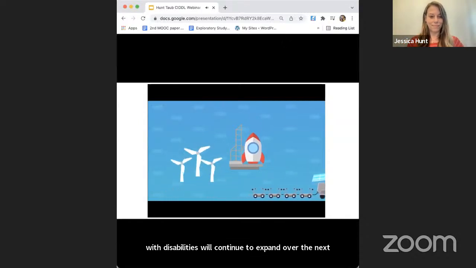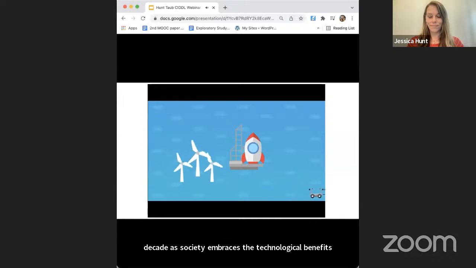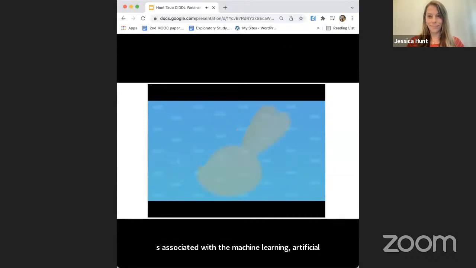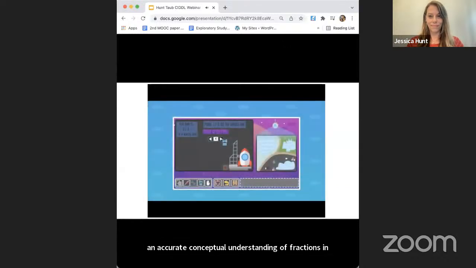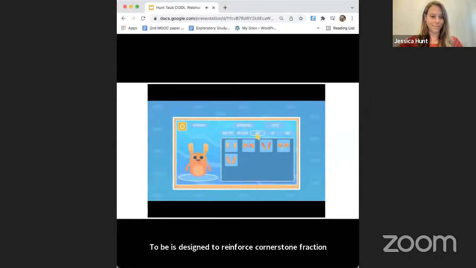STEM and ICT career opportunities for people with disabilities will continue to expand over the next decade as society embraces the technological benefits associated with machine learning, artificial intelligence, and renewable energy. However, these careers are only obtainable if students achieve an accurate conceptual understanding of fractions in elementary school. Dream to Be is designed to reinforce cornerstone fraction skills like partitioning and iterating in Tier 2 mathematics classroom. Let's take a look at how this works.